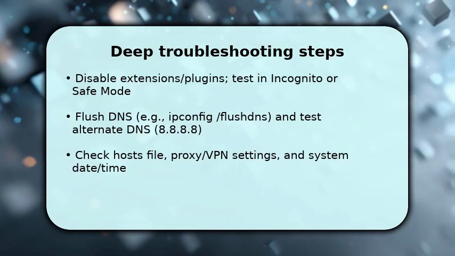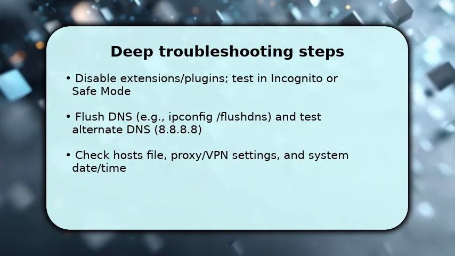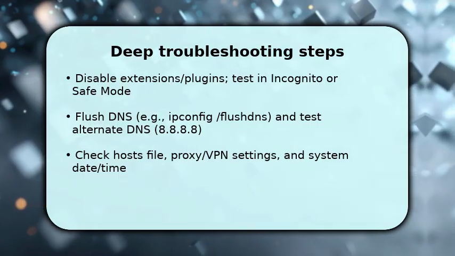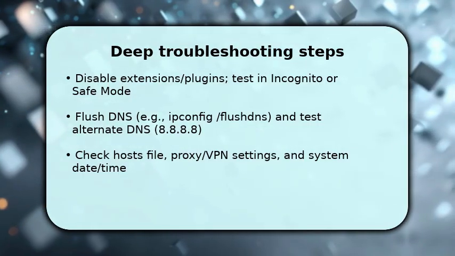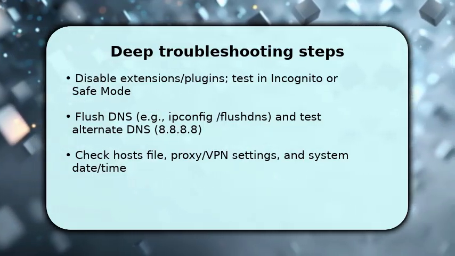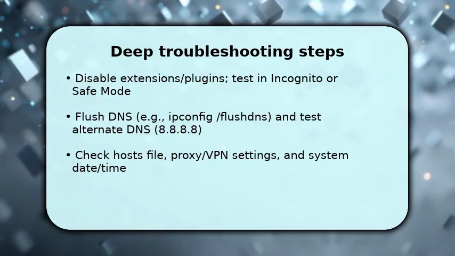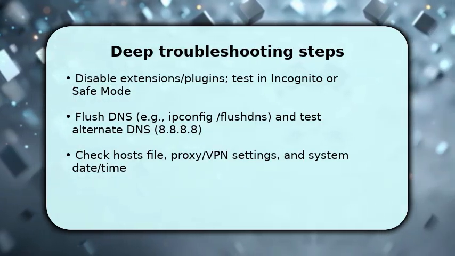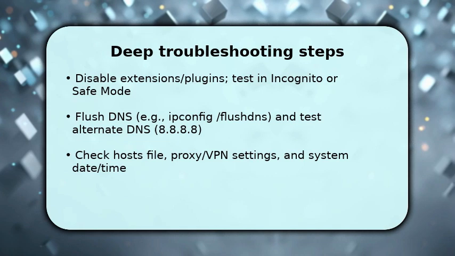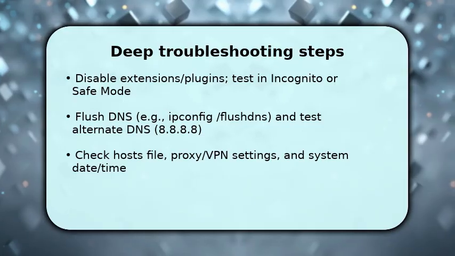Once done with basics, you tackle the more complex causes that require system-level checks. Disable browser extensions or try incognito. Third-party add-ons often block Google scripts. Flush DNS to clear stale records and temporarily switch to a public DNS like 8.8.8.8 so name resolution isn't the bottleneck. Inspect your hosts file and proxy or VPN settings because misroutes can stop requests. Also make sure system date and time are correct. Incorrect clocks break secure connections and cause services to fail.